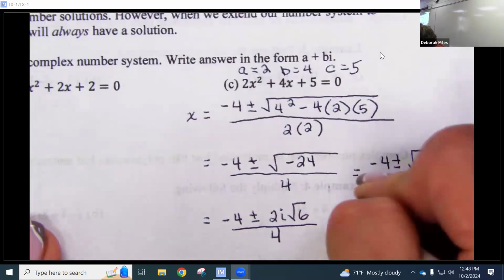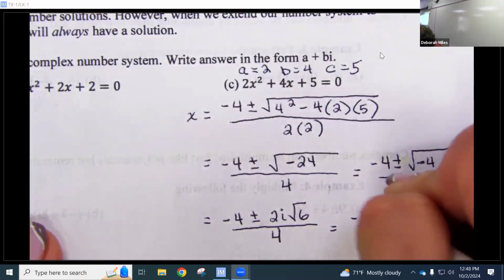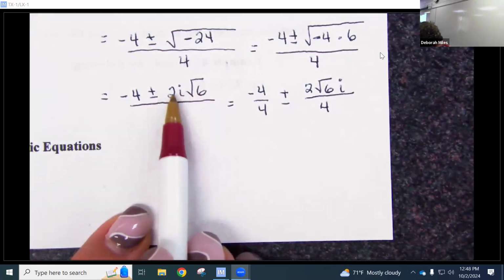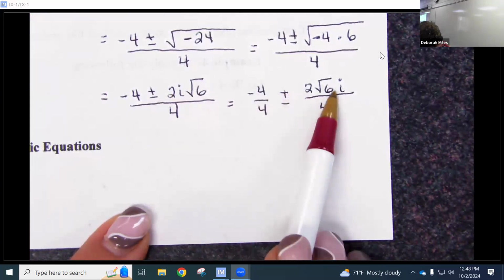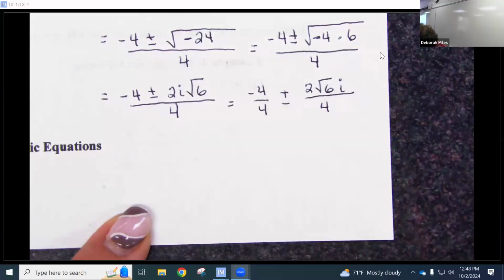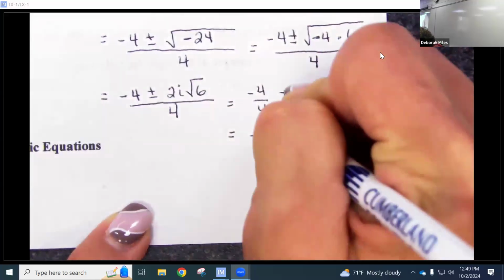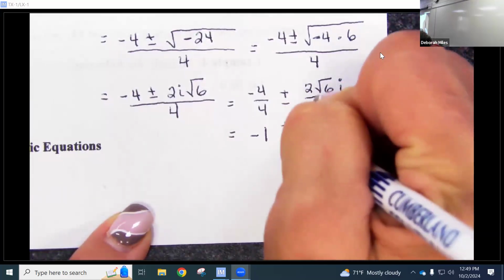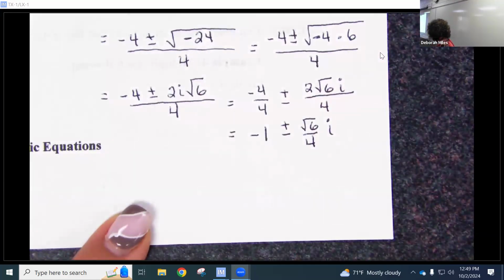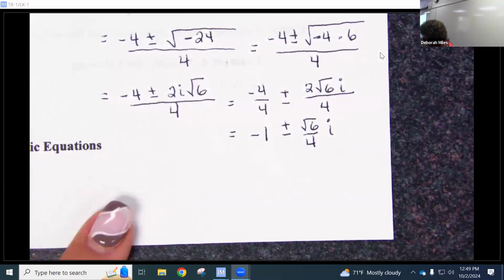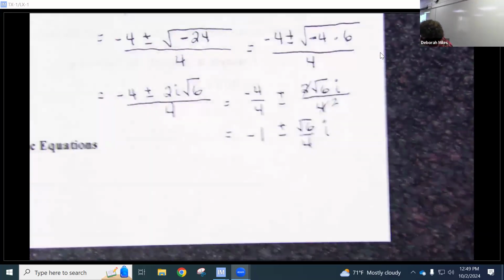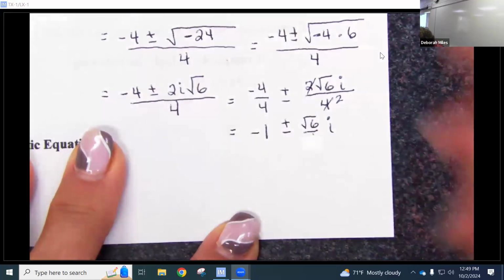And then split it into 2 fractions. I wrote that 2i square root of 6 as 2 square root of 6 i. I just split it into 2 fractions, and it would reduce to -1 plus or minus square root of 6 over 4 i. Because this 2 goes into that 4 2 times. Oh, so it's a 2 in the denominator. I love when I mess up last thing.